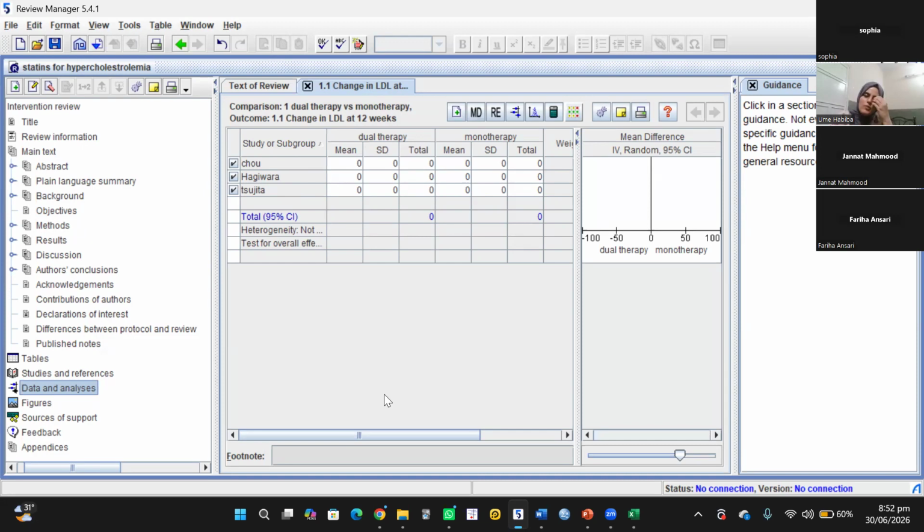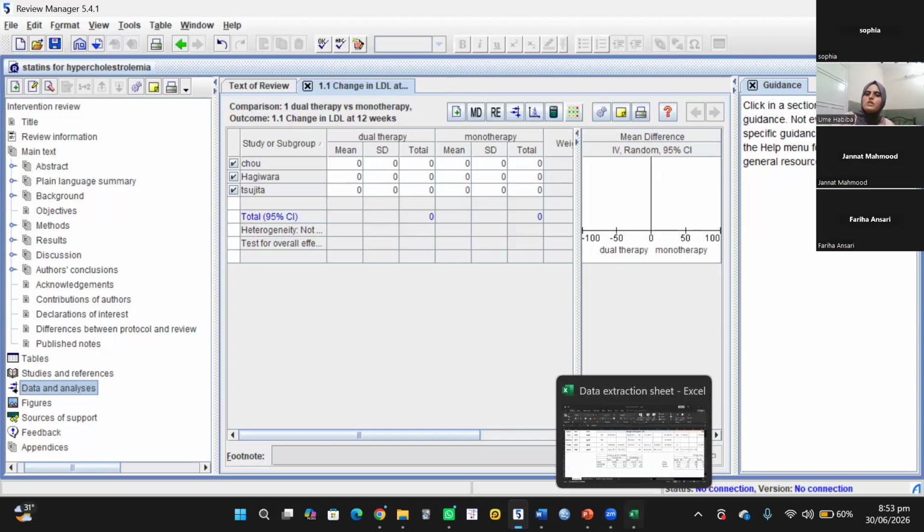Now you understand why I separated the values of mean and standard deviation. It was for this very purpose. I intentionally cleaned my sheet, or made my table, in such a way that the formatting was similar to that of Revman, so I can just directly copy paste, right? Now I can copy paste.